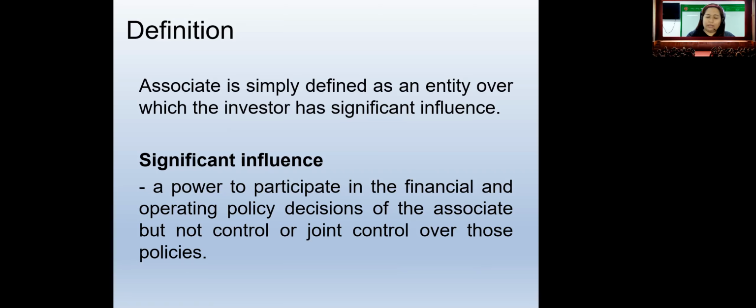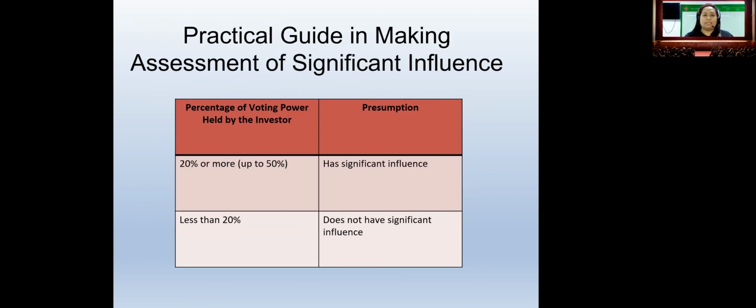Meron po bang sinabi ang standard kung ano ang ating mga pwedeng pagbasehan kung merong significant influence ang isang investor? Ang sabi ng standard, it's a matter of assessment. It's a matter of judgment. However, nag-provide ng practical guide. Ang sabi, ang tingnan natin is ilang porsyento ba ng ordinary shares ang hawak ng isang investor. Okay? Kapag ang percentage is 20% or more, up to 50%, the presumption is merong significant influence. But if it is less than 20%, the presumption is wala pong significant influence. Okay? Ang sabi presumption lang.